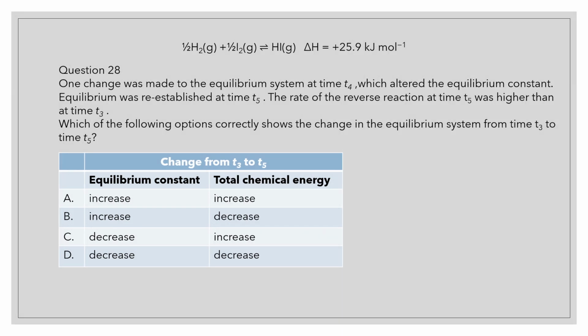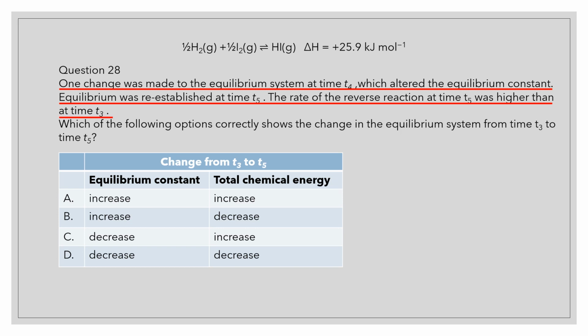One change altered the equilibrium constant at time T4. This phenomenon means that the temperature of the system is changed. When equilibrium was re-established at time T5, the rate of the reverse reaction at time T5 was higher than that at time T3. This phenomenon means that temperature increases because the increase in temperature induces an increase in the rate of reaction. Furthermore, this reaction is endothermic, so the increase in temperature induces an increase in the equilibrium constant. C and D are eliminated.